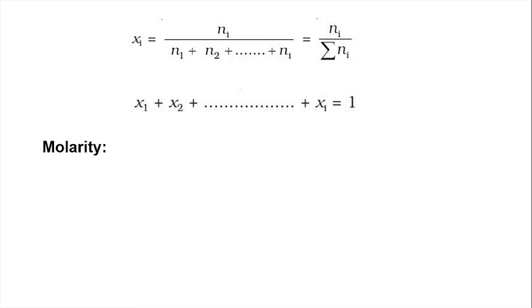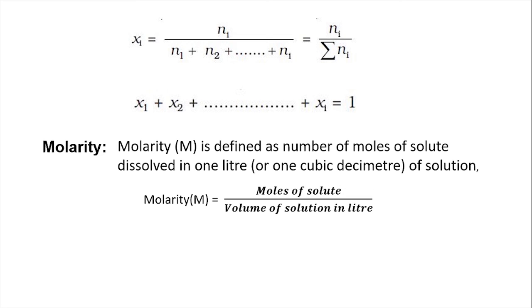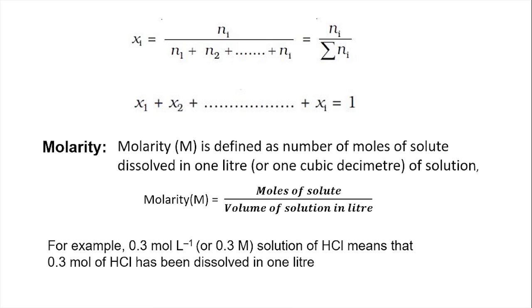Molarity. Molarity M is defined as the number of moles of solute dissolved in 1 liter or 1 cubic decimeter of solution. That is, molarity equals moles of the solute divided by volume of the solution in liter. For example, a 0.3 mole per liter or 0.3 M solution of HCl means that 0.3 mole of HCl has been dissolved in 1 liter of the solution.